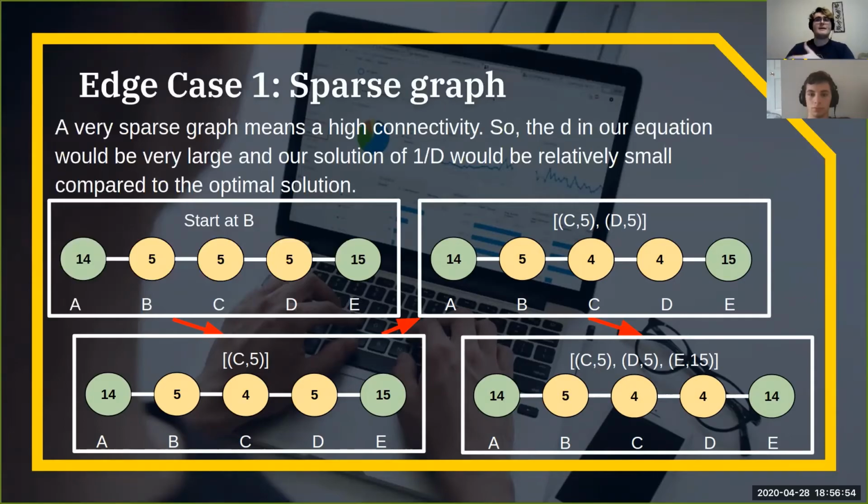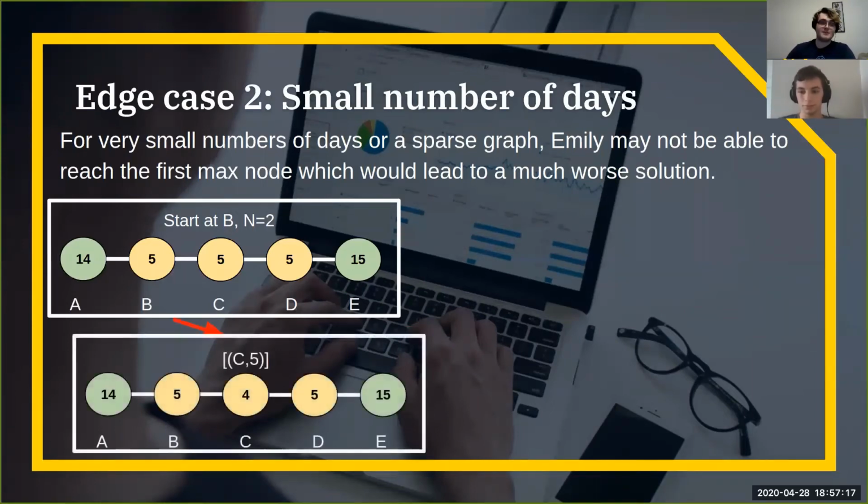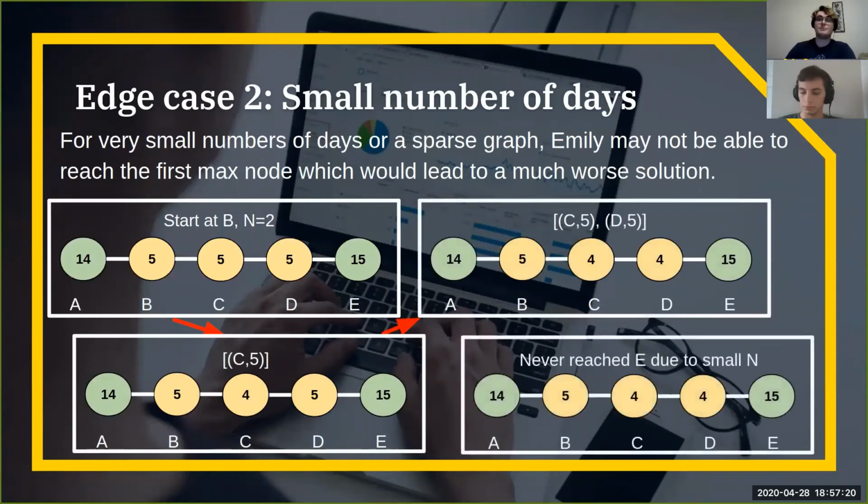The second shortcoming is actually related to the number of days. If there's a relatively small number of days, especially in a sparse graph, Emily might not even be able to reach the first max node, much less subsequent ones. And this leads to a much worse solution despite the nominal guarantee of a 1 over D solution. In this case, we're going to use the same graph as before. With 2 nights, we are able to travel to C and then D, but are unable to reach E. Therefore, it would actually have been better if Emily had just gone and stayed at A for 2 nights instead of trying to get to E. And this just shows one of the places where our algorithm works a little bit poorly in comparison to other potential algorithms.